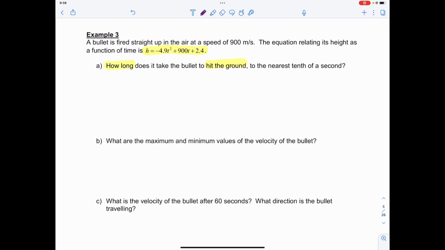So we can tell, like in the previous questions, that we're looking for time, and when it hits the ground, that's going to be when the height is 0. So I'm going to replace the height with 0 in this equation, and I'm going to say that 0 is equal to negative 4.9 t squared plus 900 t plus 2.4. Now, I can tell that this isn't going to be very nice to factor, so I'm just going to go back to my quadratic formula.